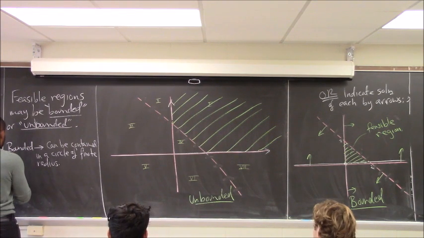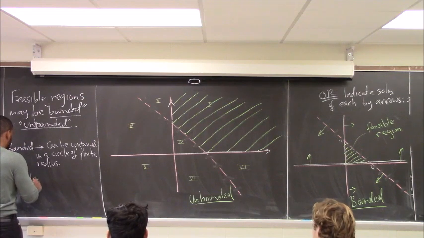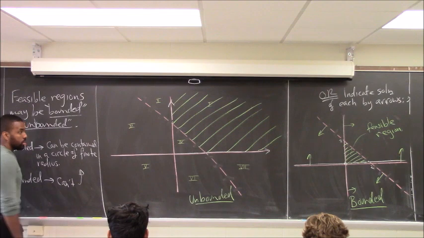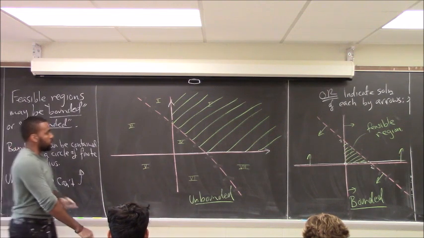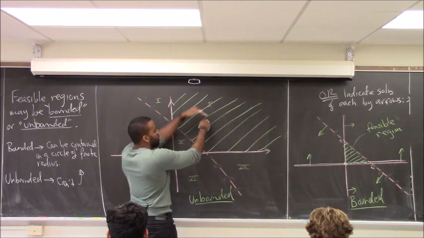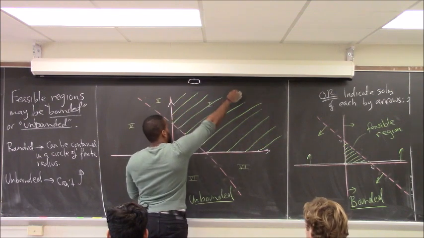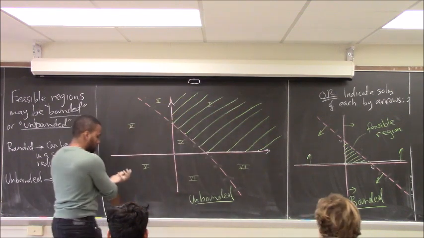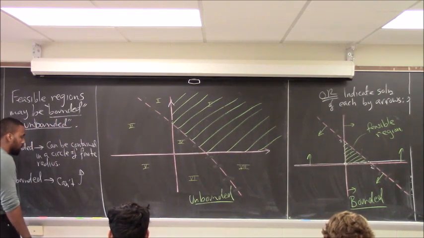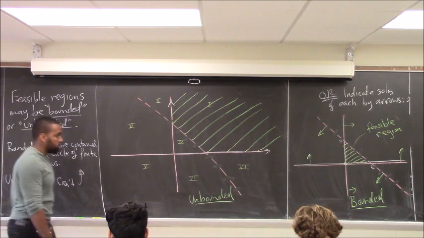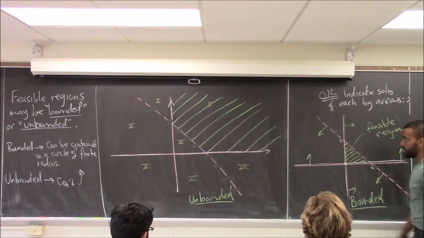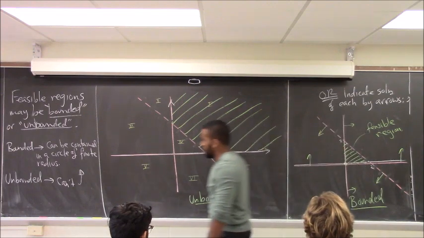Unbounded means you can't do that. So if you were to look at this one, no matter what radius I open a circle to, there'll always be points outside the circle. The circle that would capture this entire region has to have an infinite radius. So we call this unbounded. That's the difference between bounded and unbounded regions. And they might behave differently in certain situations.